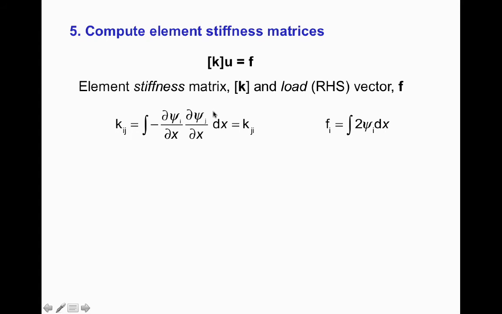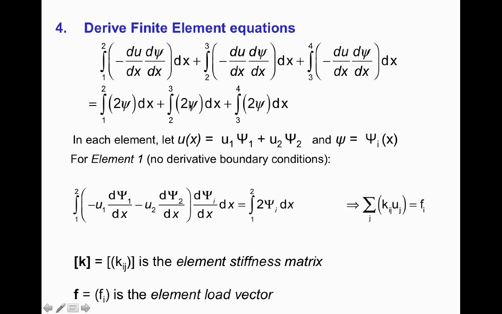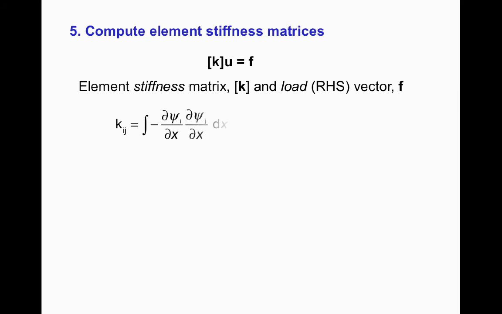And this is Kij. These are the components of the stiffness matrix. And you notice we can swap i and j here. And therefore, the stiffness matrix in this problem, and most of the problems we encounter, is symmetric. And the load vector has components which are the integral of 2 times ψi. So this is just taking out the summation of U1 and U2 here, and being left with the coefficients that multiply U1 and U2.